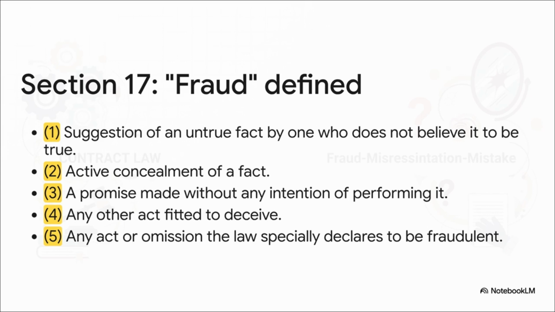Section 17. Fraud defined. Fraud means and includes any of the following acts committed by a party to a contract, or with his connivance, or by his agent, with intent to deceive another party thereto, or his agent, or to induce him to enter into the contract. 1. The suggestion as a fact of that which is not true by one who does not believe it to be true. 2. The active concealment of a fact by one having knowledge or belief of the fact. 3. A promise made without any intention of performing it. 4. Any other act fitted to deceive. 5. Any such act or omission as the law specially declares to be fraudulent.